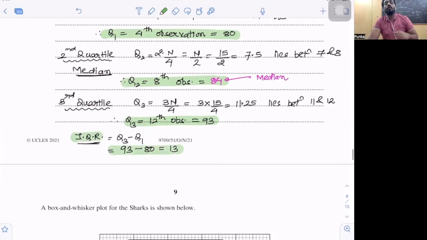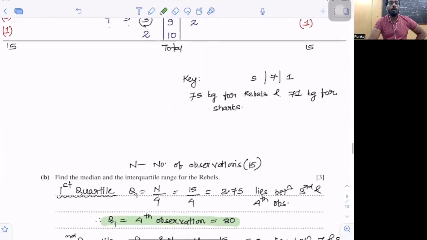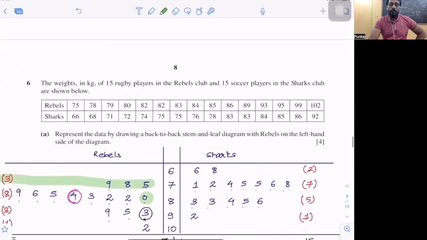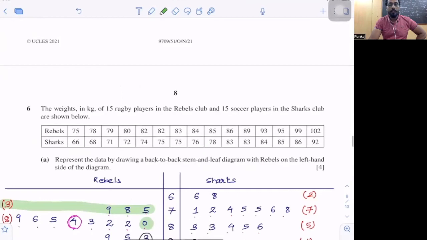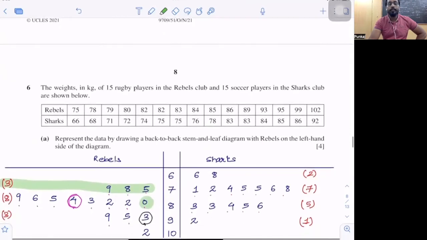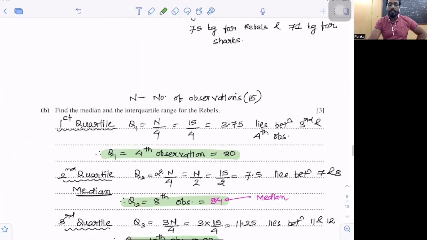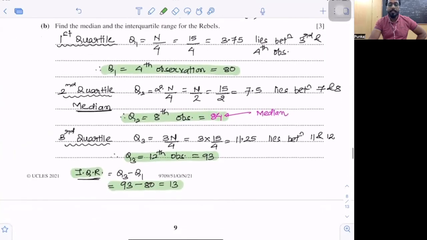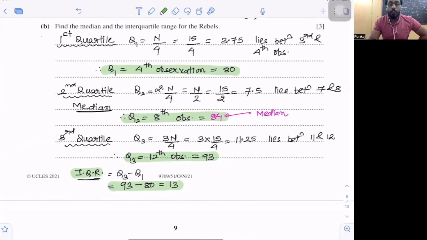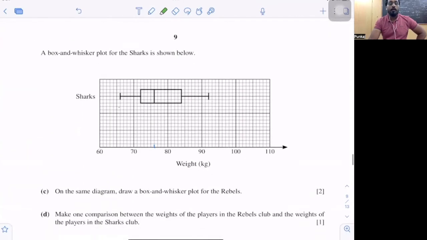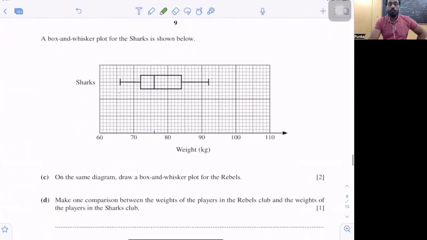And that's how you complete your B part of question number 6. Pretty simple, right? So first thing that you need to do is get the back-to-back stem and leaf diagram. And the second thing that you wanted to do is to get the median and the interquartile range for the rebels. Now, let's see the next part also of the question.